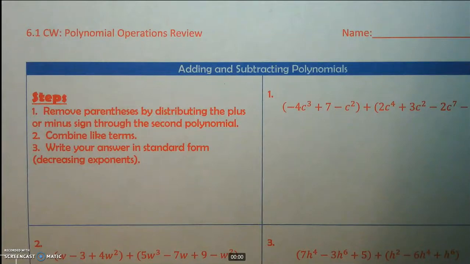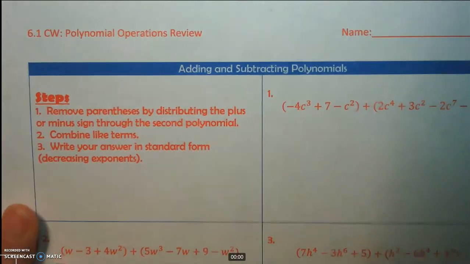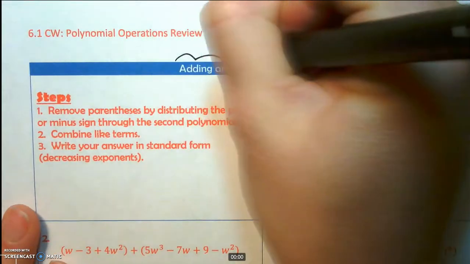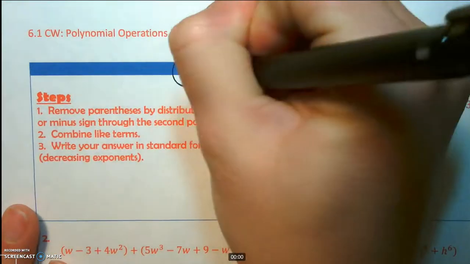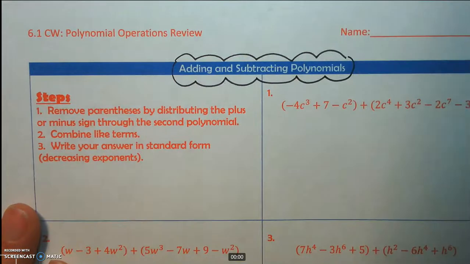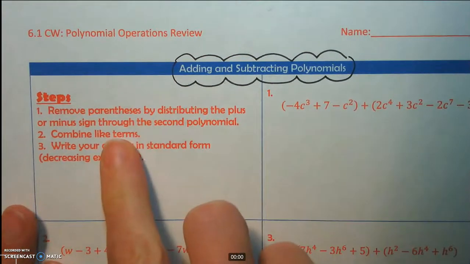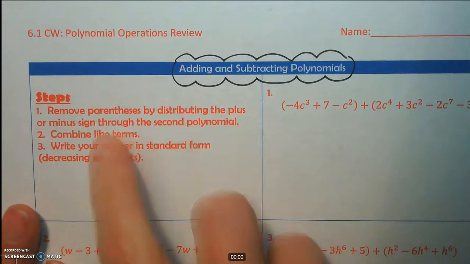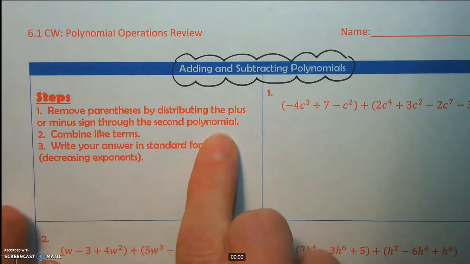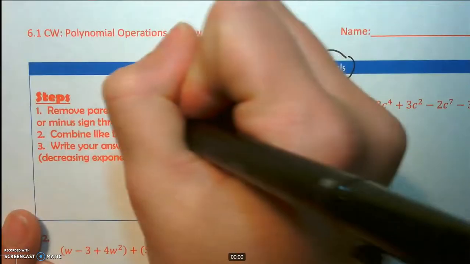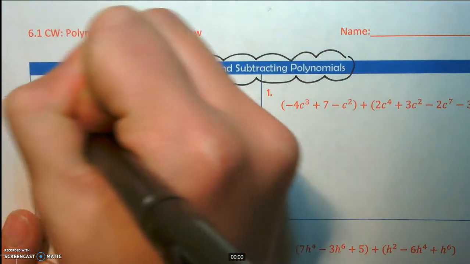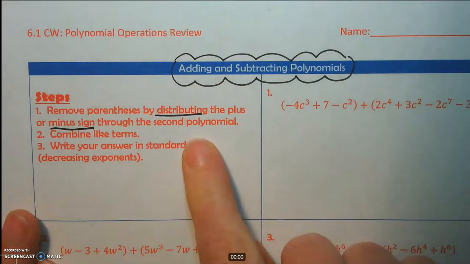Alright guys, so let's talk through and review the steps for adding and subtracting polynomials. It does have the steps listed right here. You can remove parentheses by distributing the plus or minus sign through the second polynomial. It's really distributing the minus sign. Okay, that's going to be the big issue here.